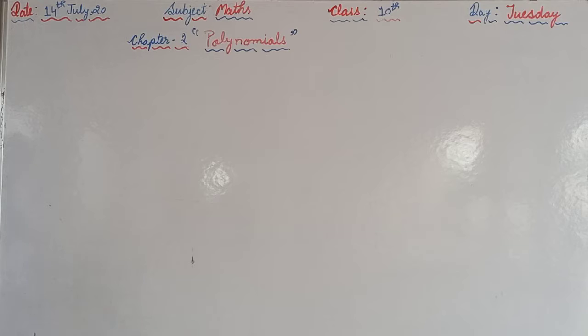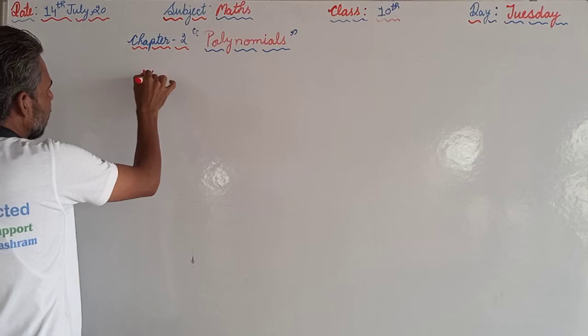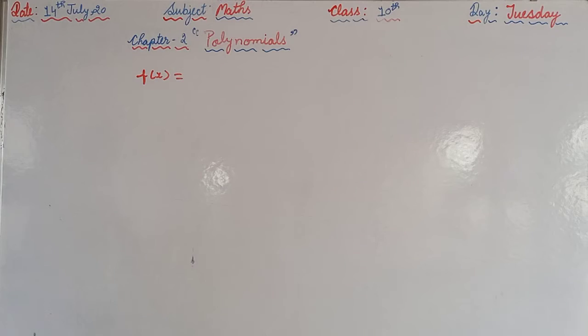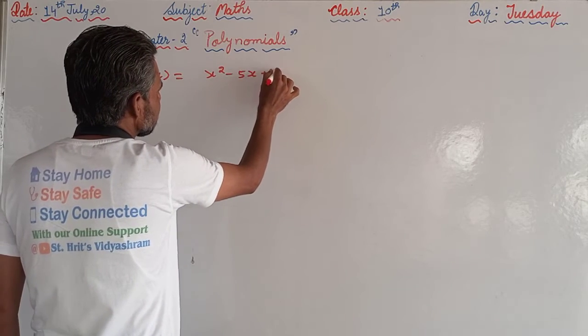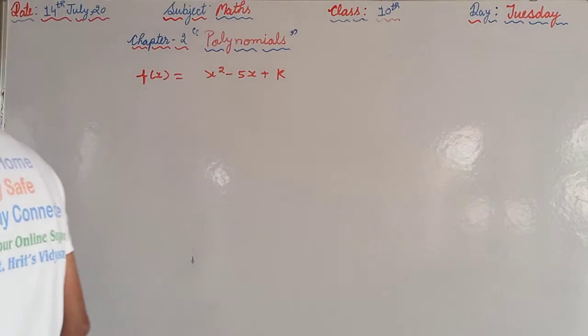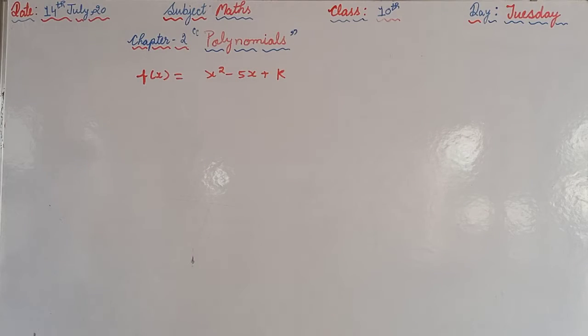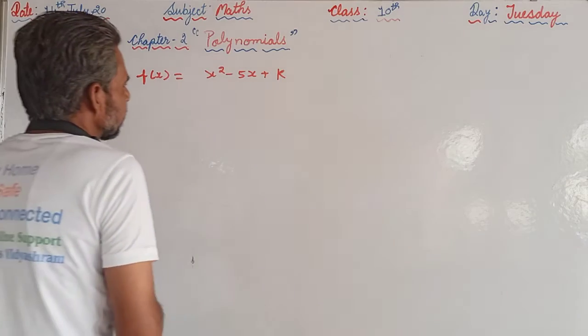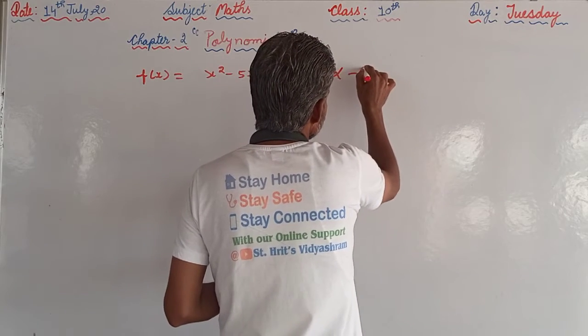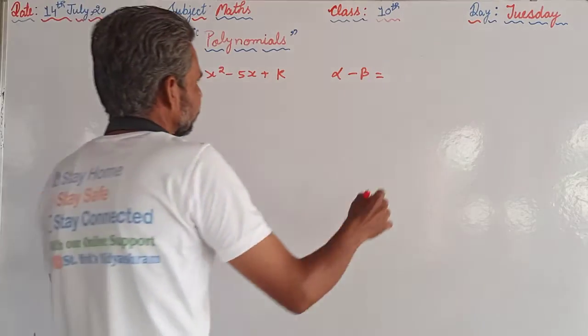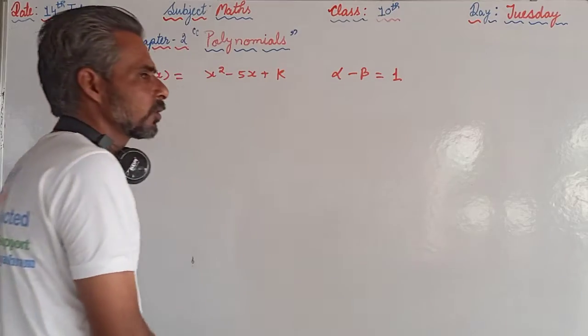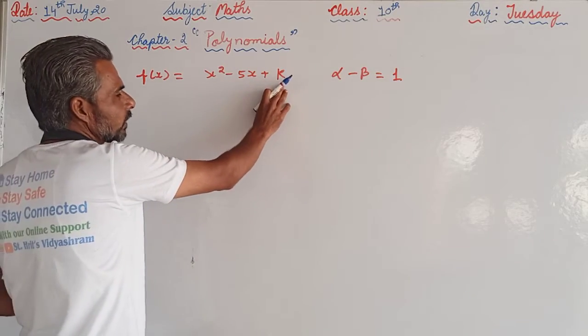The question is that if alpha and beta are the roots of the polynomial f of x is equals to x square minus 5x plus k, alpha and beta are the roots of this polynomial, and this is also given that alpha minus beta is equals to 1. Alpha minus beta is equals to 1. So we are supposed to find the value of k.